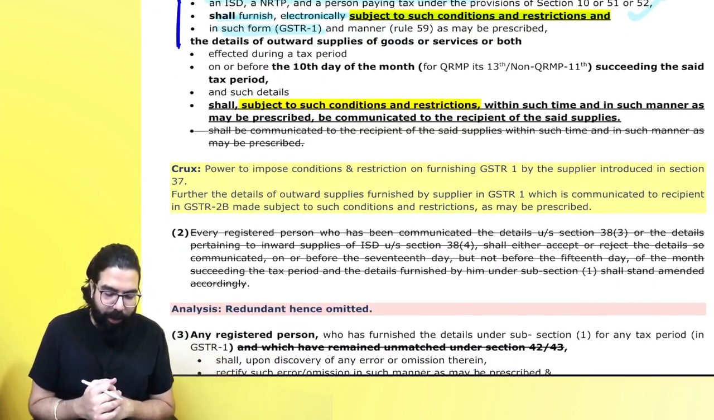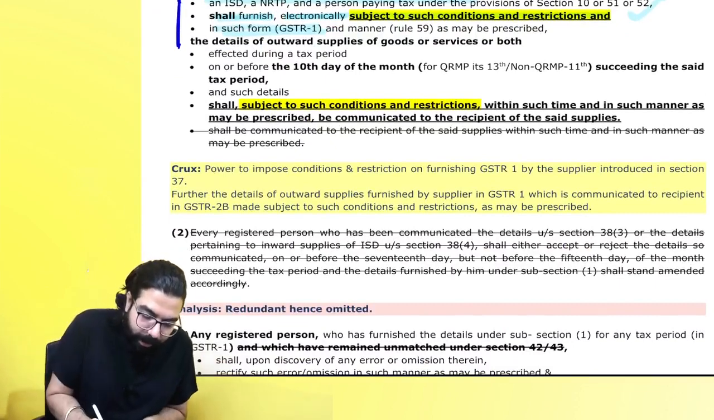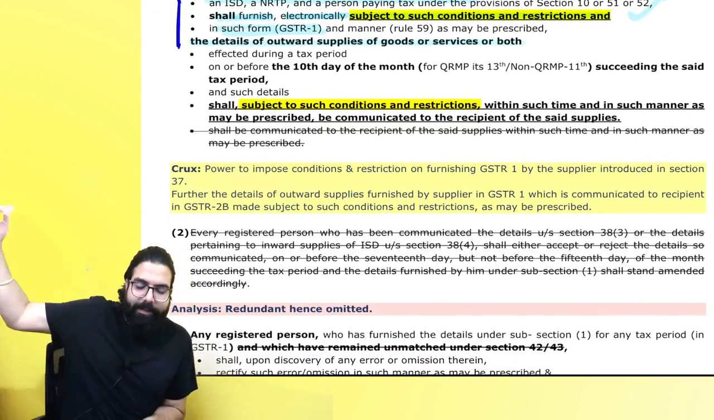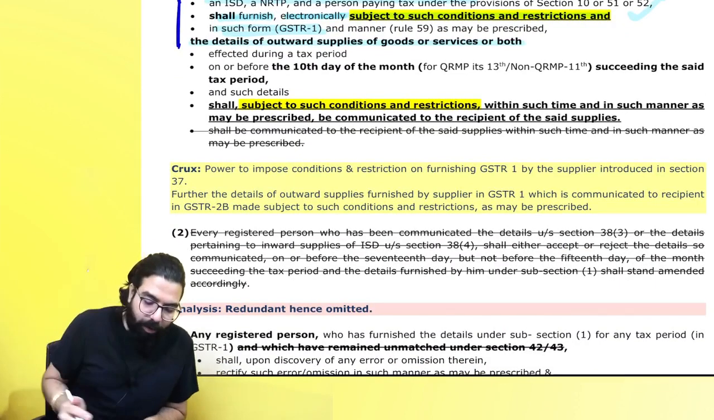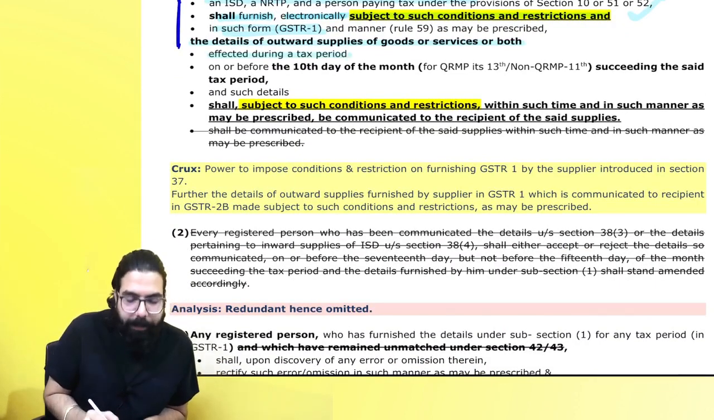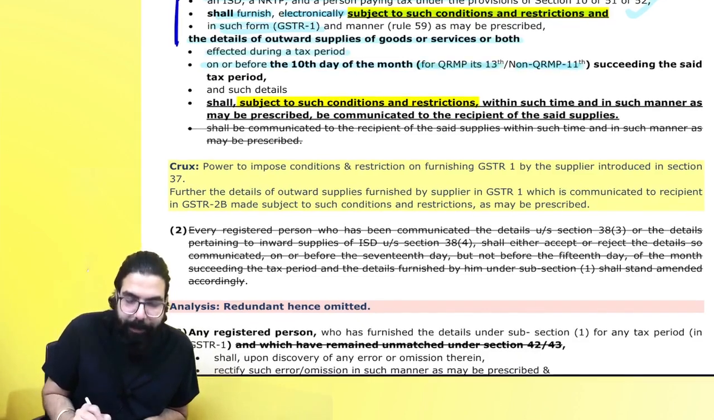Okay. Then the next one over here. Sir, the details of outward supply, the GSTR 1 details which you gave will go to the front party affected during a period on or before 10th of the month. Now, basically it is non-QRMP people के लिए 11 and QRMP people के लिए actually the time which is prescribed is 13 succeeding the said period.